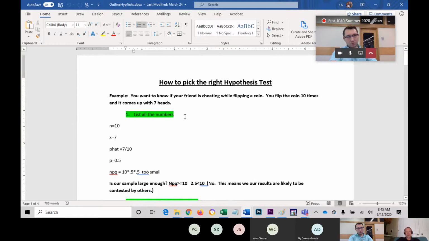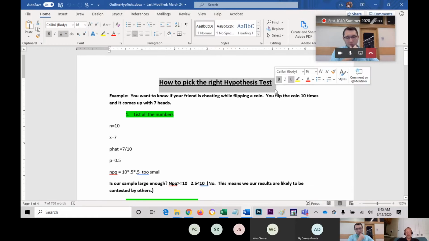But the 8 steps are, so how to pick the right hypothesis test, okay? Essentially, the rest of the semester, what I'm going to do is show you 3 or 4 different hypothesis tests. And the reason why it's so hard is because you're going to have to pick the correct test, okay? So there's 8 steps that I want you to do.